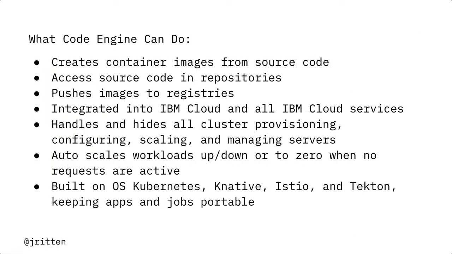So what can Code Engine do? Code Engine, as I mentioned, creates container images from source code. It can access source code in repositories, push images to registries like IBM's Container Registry, Docker Hub, Red Hat's Quay. It's integrated into IBM Cloud and all IBM Cloud services. It handles and hides all cluster provisioning, configuring, scaling, and managing servers. It auto scales workloads up and down, even to 0 when there's no active requests. It's built on open source Kubernetes, Knative, Istio, and Tekton, which keeps applications and jobs really flexible and portable.